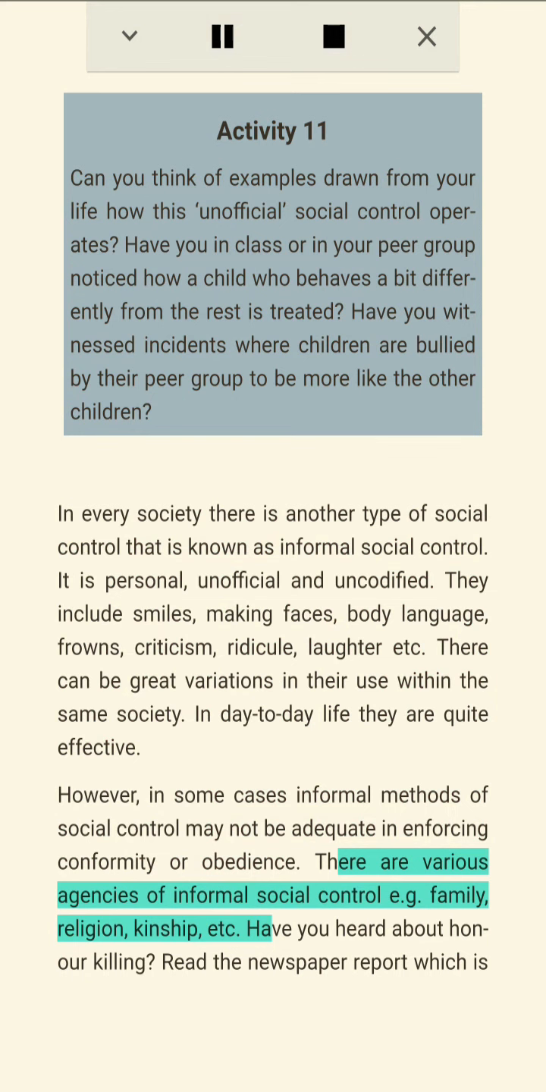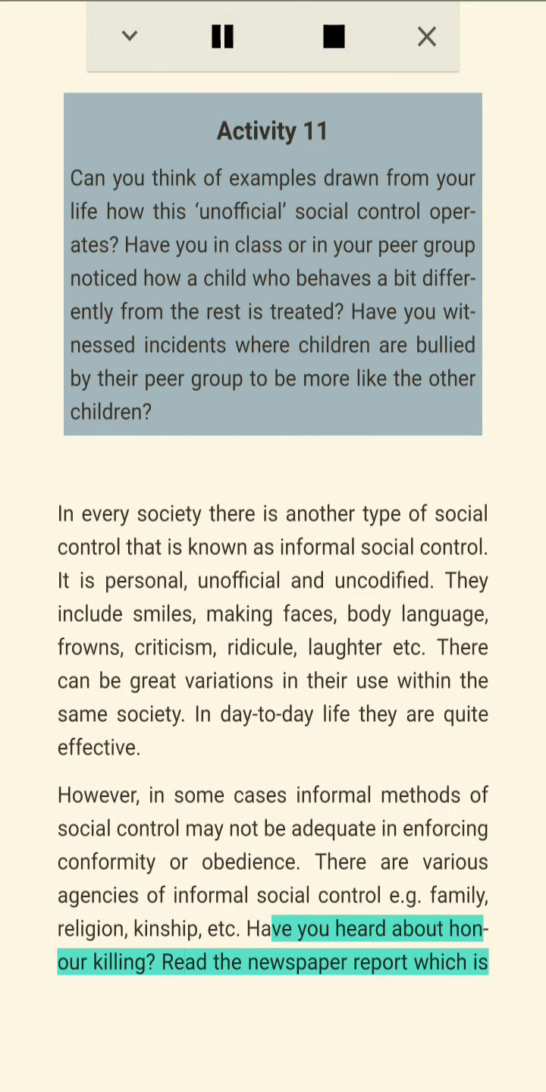There are various agencies of informal social control, e.g. family, religion, kinship, etc. Have you heard about honor killing? Read the newspaper report which is given below and identify the different agencies of social control involved.